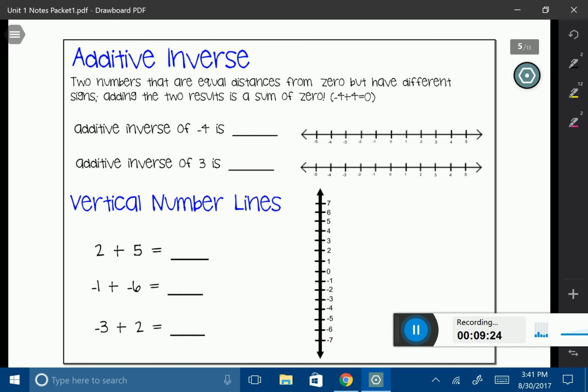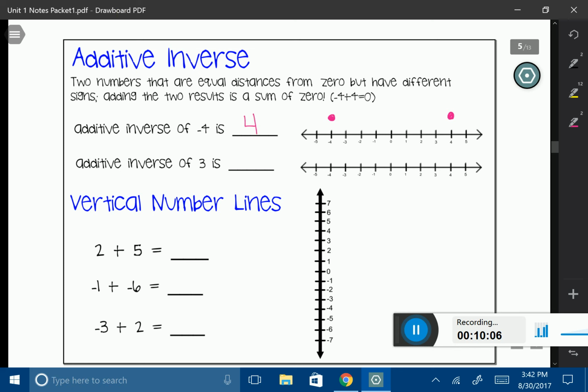Okay, the last thing we're going to review in this lesson is the additive inverse. The additive inverse is 2 numbers that are equal distances from 0, but have different signs. And when you add the 2, it results in the sum of 0. So for example, negative 4 plus 4 equals 0. So let's look at this one. The additive inverse of negative 4. We know that negative 4 is right here on the number line. We're looking for the number that, if we were to add it to this number, would give us 0. So the additive inverse is going to be 4.